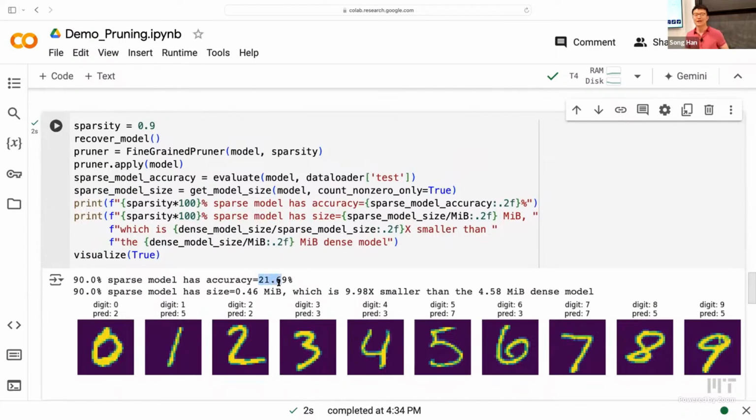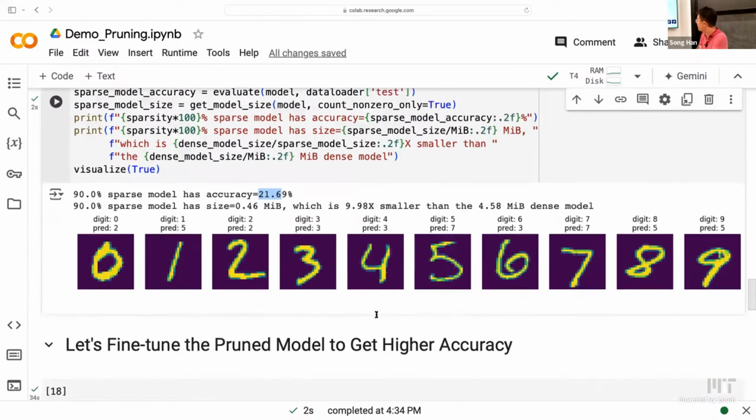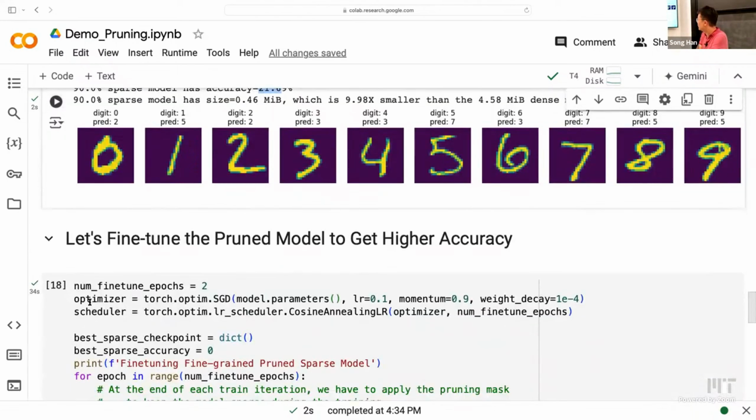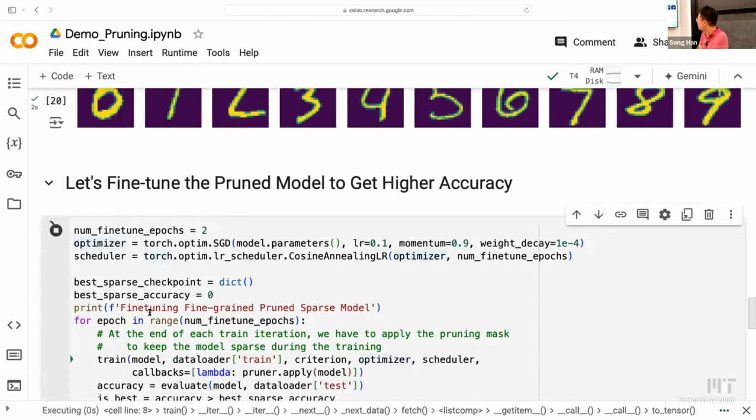Unfortunately, the model accuracy dropped to only 20%. This is expected, right? Because we are already pruning away 90% of the parameters, it's very natural the accuracy will drop a lot. For example, a 4 gets classified as 3. Let's see how fine-tuning can help recover the accuracy.